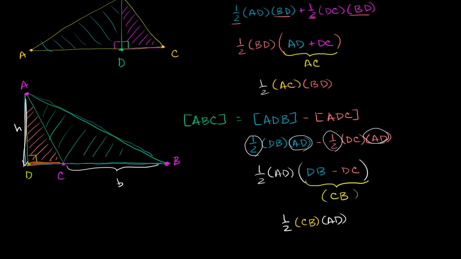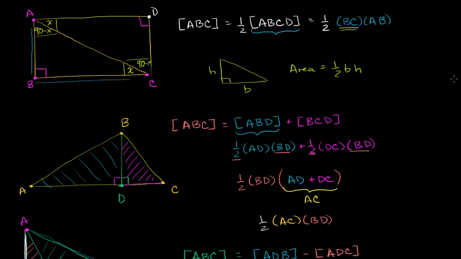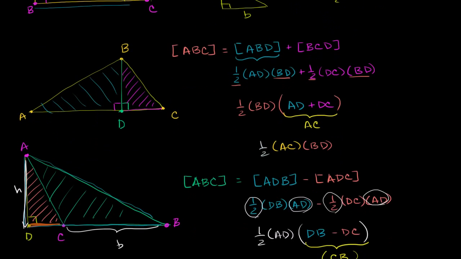If you have the sides of a right triangle, the height is easy to figure out. For these others, if it's not given, you might have to do it in some tricky way, figure out the height somehow. But anyway, hopefully you found that useful.